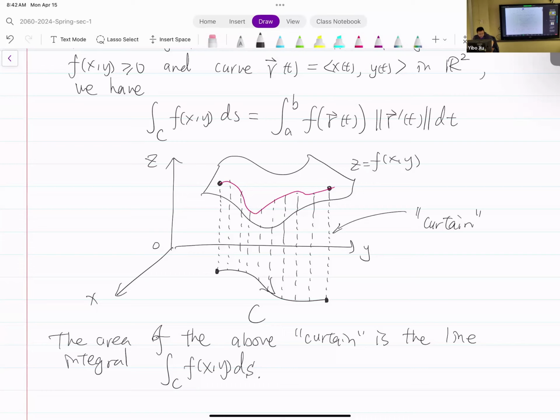Okay, so this pretty much finishes this section on line integrals.